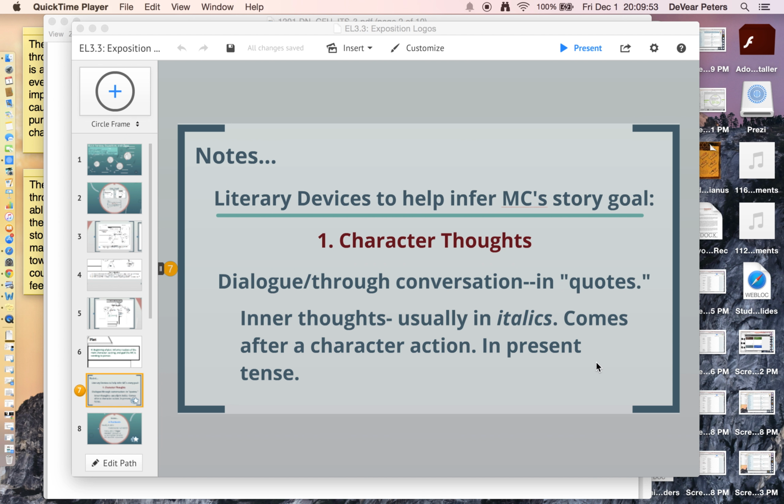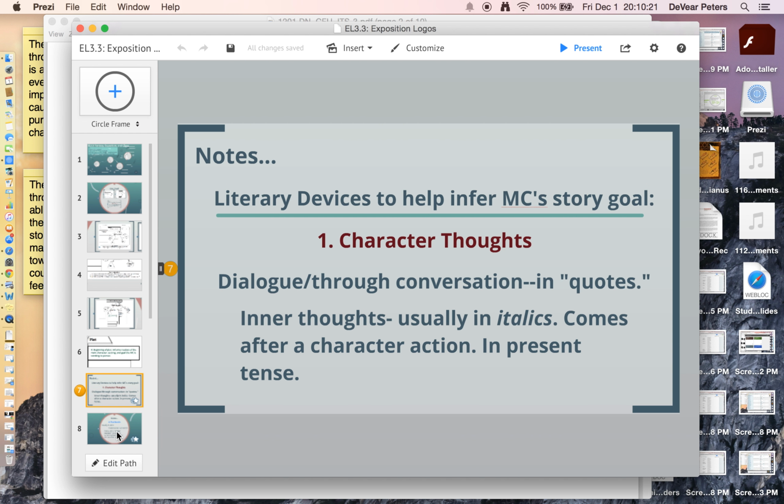The first literary device we talked about was character thoughts, and as you say here, either through dialogue or conversation, we may learn a little bit about what that goal is, or sometimes it could be inner thoughts, normally in italics, that tell us what this character is thinking about constantly or over again. That could be a hint towards what he or she might be trying to handle or deal with throughout this story.